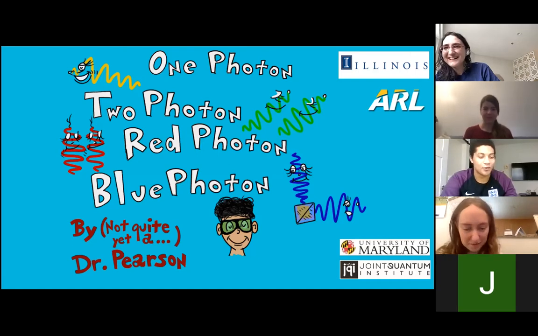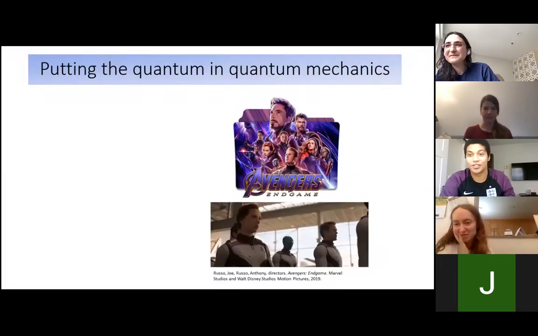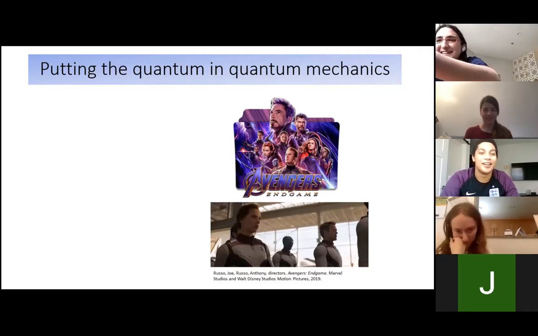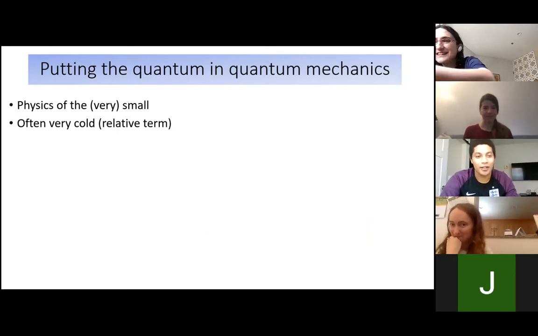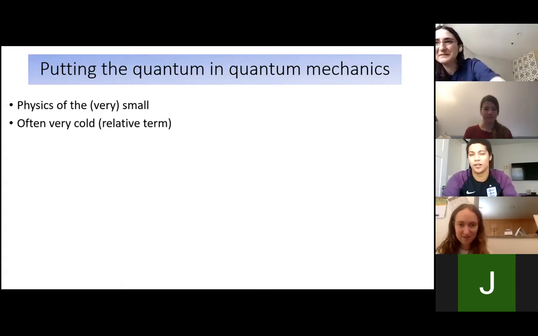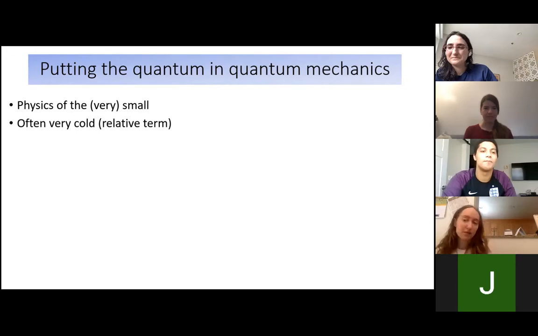Throughout the series, you guys have been given a brief introduction to quantum mechanics, the thing that the Avengers used to solve time travel and go back and beat Thanos, and the movie broke almost $3 billion at the box office. But often quantum mechanics is really the physics of the very small and the very cold. And the term cold is a relative term. Seemingly continuous things are discrete.